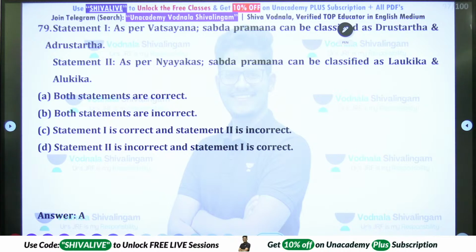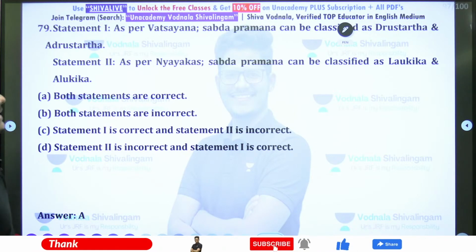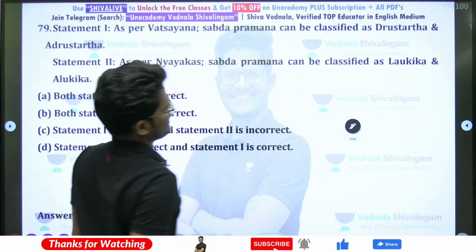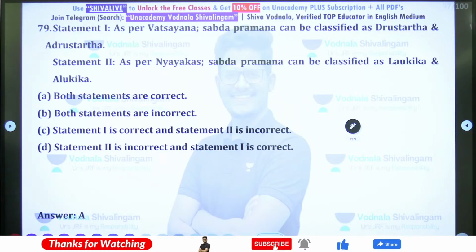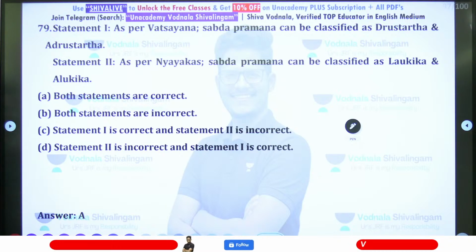Final question, I believe. As per Vatsyayana, Shabda Pramana can be classified as Drishtartha and Adrishtartha. As per the Naiyayikas, Shabda Pramana can be classified as Laukika and Alaukika.